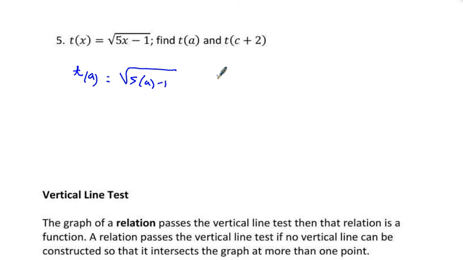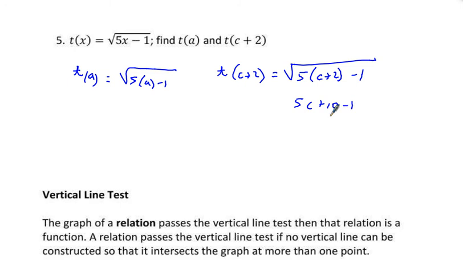But here in this next one, t of c plus 2, we have some more work to do in the simplification steps. 5 times c plus 2 minus 1. Okay, so we're going to distribute the 5. 5c plus 10 minus 1 is 5c plus 9, and we still have the square root.